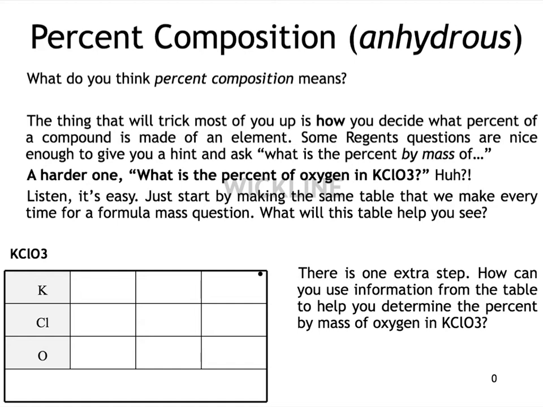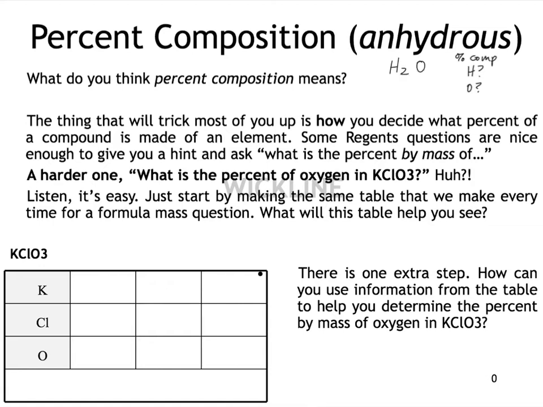So percent composition is according to mass, not the number of atoms. It basically says that if you have some compound, it could be any compound, let's say water, and I ask you what's the percent composition of oxygen or what's the percent composition of hydrogen, instead of looking at the number of atoms, we're going to look at the masses of those atoms.